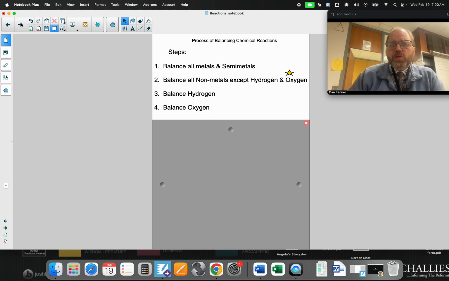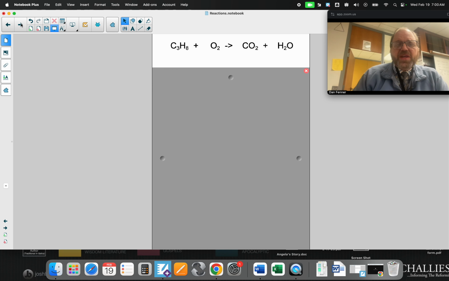All right, let's take a look at some of these. So here's our first example. C3H8 plus O2 yields CO2 plus H2O. Propane plus oxygen gives us carbon dioxide and water. Now, are there any metals here? No, there are no metals here at all. So now we look for nonmetals that are not hydrogen and oxygen. That would be carbon. I have 3 carbons here and 1 carbon on the product side. So what number would we multiply by 1 to get 3? That would be 3.